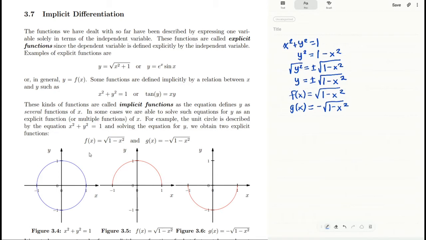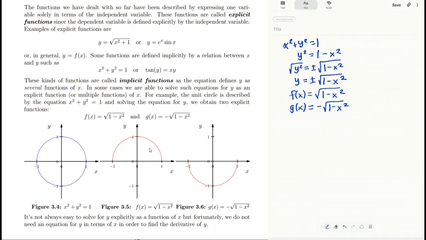Now for this case, we're able to solve for the derivatives of these functions by using the methods that we learned earlier. However, it is not always the case where we can solve for y explicitly as a function of x. So for example, for the equation the tangent of y is equal to x times y, there's really no way of isolating for y in this equation. But fortunately, we don't need to find an equation for y solely in terms of x in order to calculate the derivative of y.